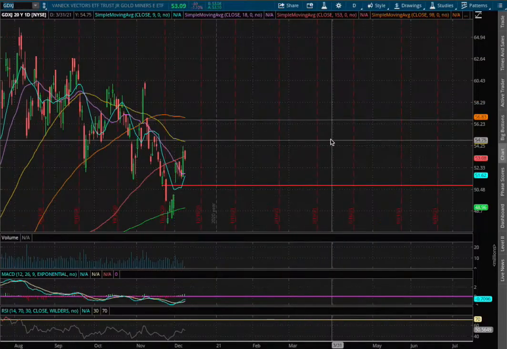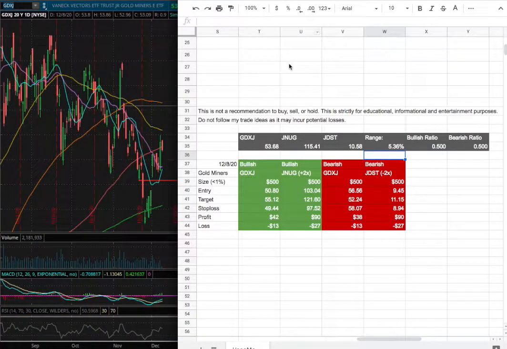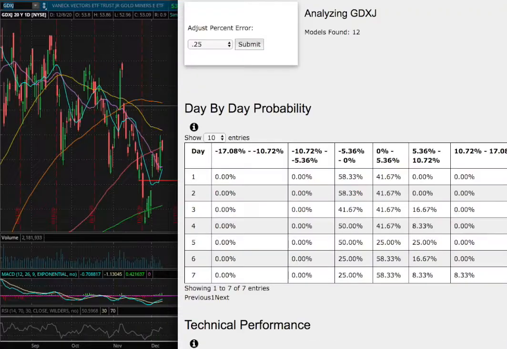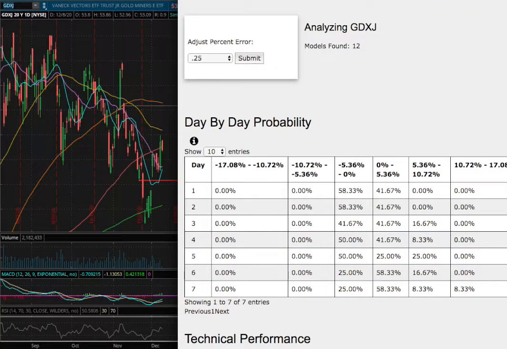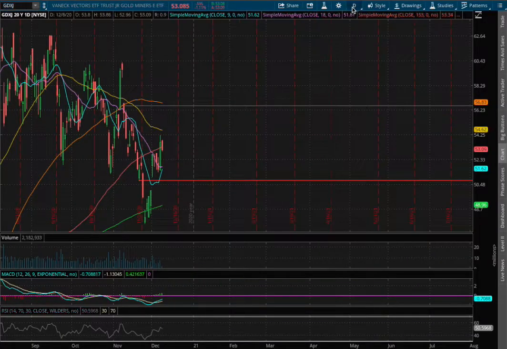Hello viewers, we'll be going over gold miners. In this video, we'll be going over my trade idea of the week and the day-by-day probability model. So let's start off with the technical analysis on the 1 hour chart.